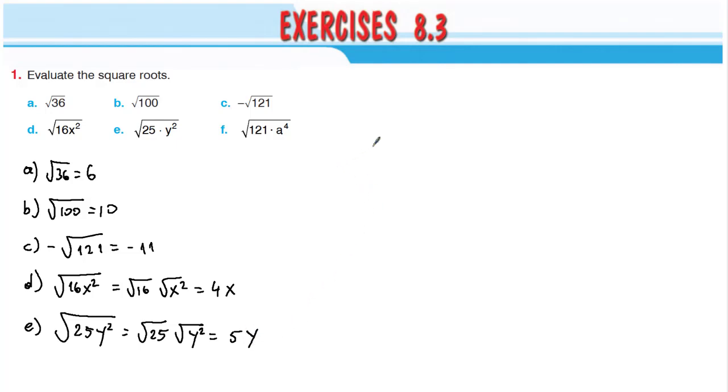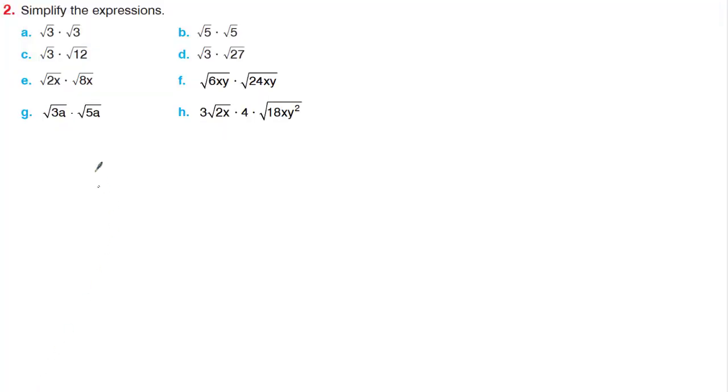And the last one, under F, we have square root of 121 times a to the power 4. We can separate it again. Square root of 121 times square root of a to the power 4. That makes it 11a squared. Square root of a to the power 4 being a squared, because a squared all squared is a to the power 4. Let's continue with the second exercise.